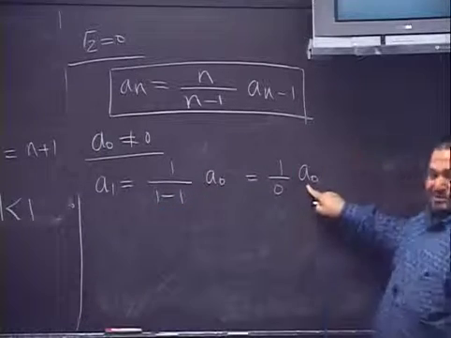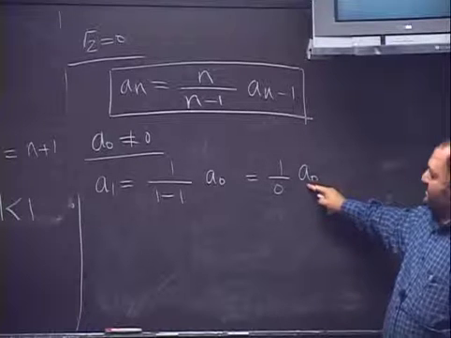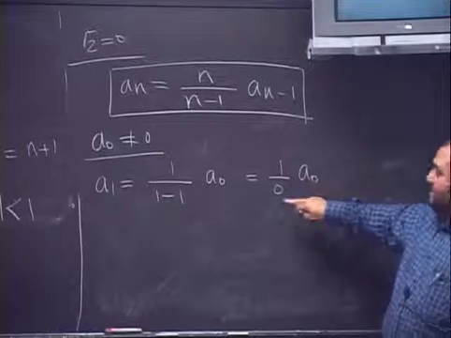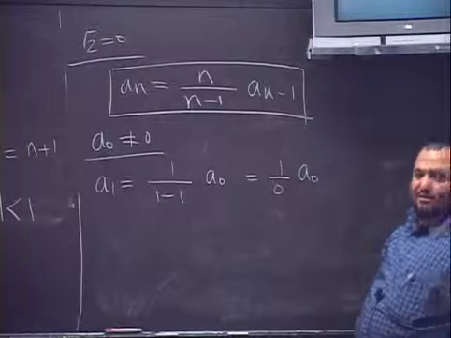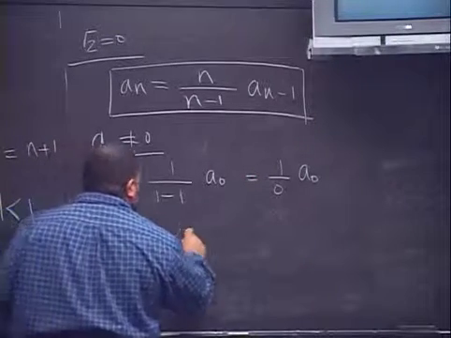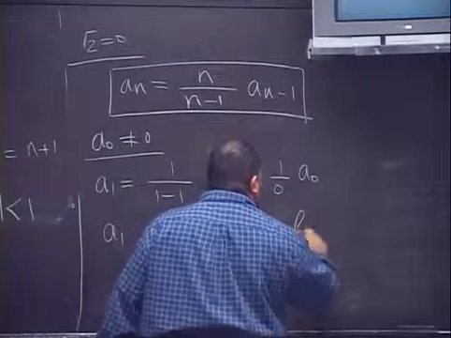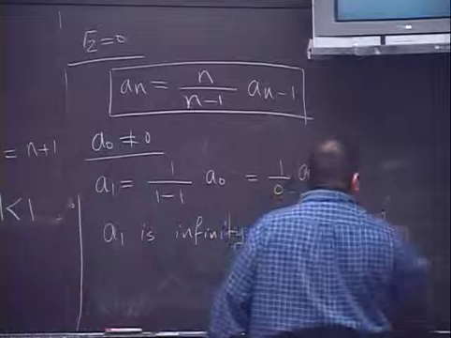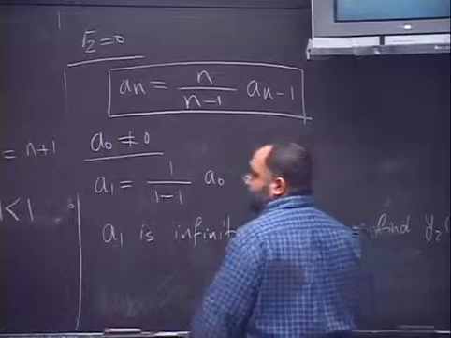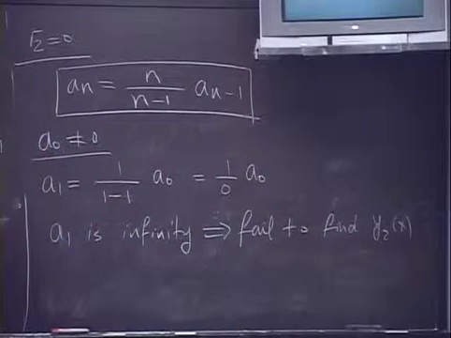If a0 is equal to 0, there is no problem. Yes? 0 multiplied by anything will be 0. But we require that a0 does not equal 0. So a1 will blow up. So a1 is infinity, and this method will fail to find y2 of x, because we will not be able to find any solution for this case. Okay, guys?